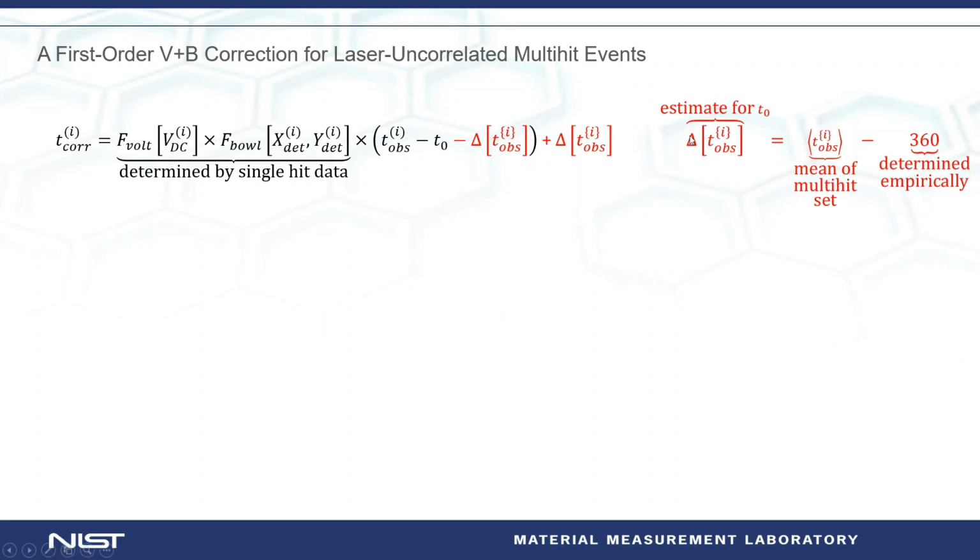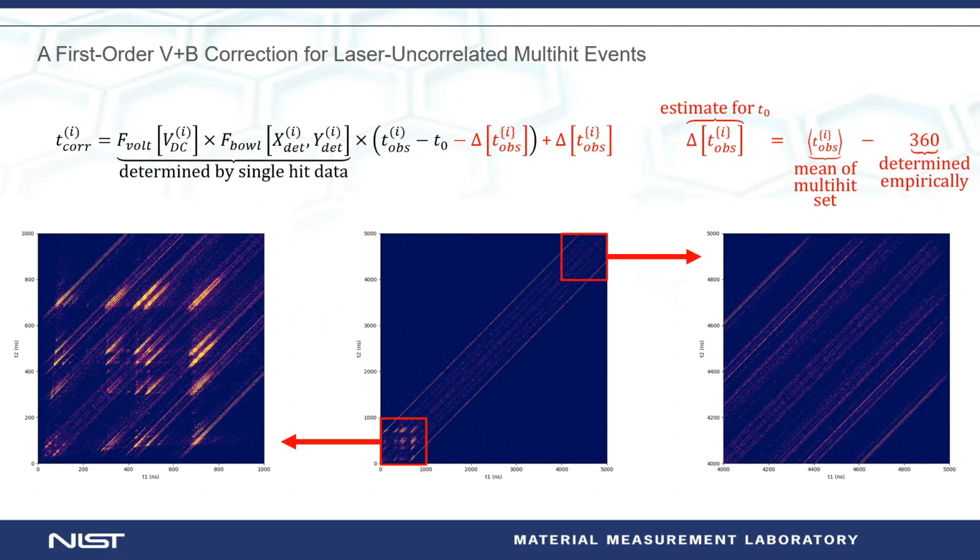The simplest estimate we could come up with that seemed reasonable was to simply take the mean time of a set of multi-hit events and then subtract off an empirically determined constant. So how does this actually work in practice? It actually works surprisingly well.